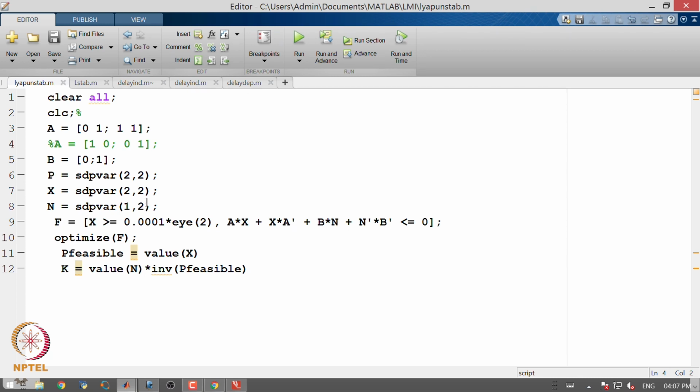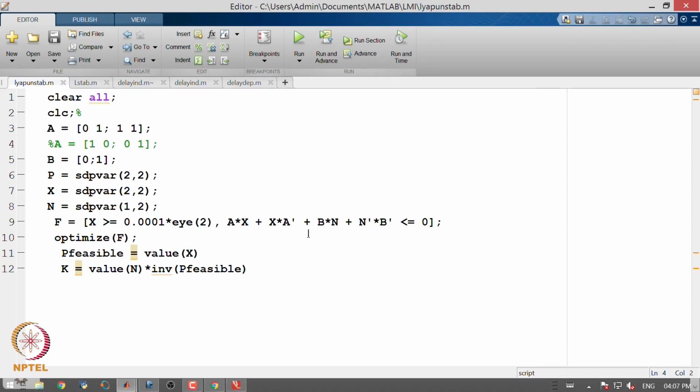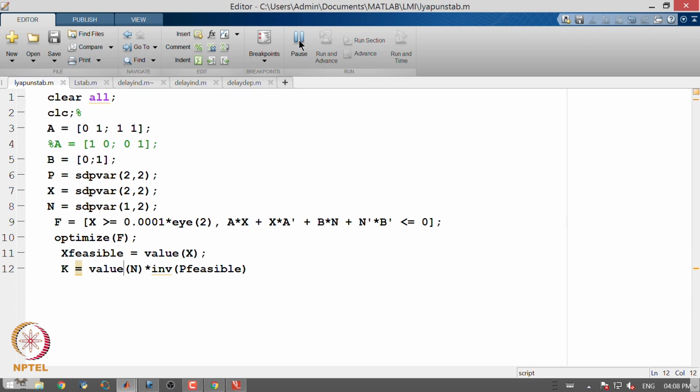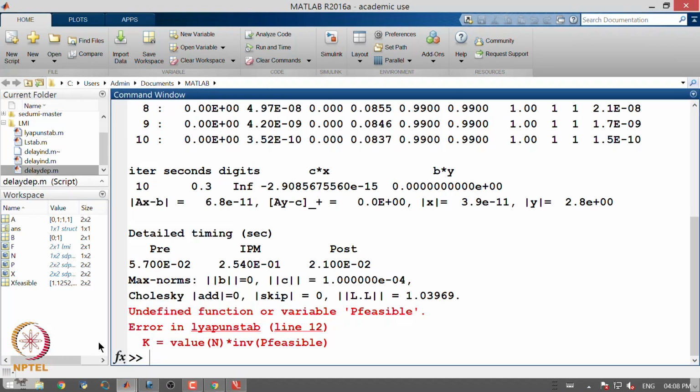There is no real constraint on N, right. I am not really fixing N to have all entries greater than 0 or whatever. The only thing that is to be fixed is for x, and then this LMI I just plug into this equation, and I say optimize, and then I have this feasible x, maybe I should call this x feasible instead of p. Okay, and then I find this value of k. I just run this little code.